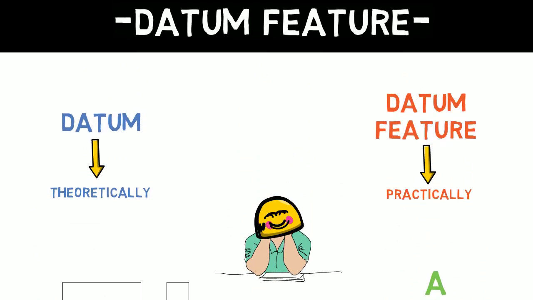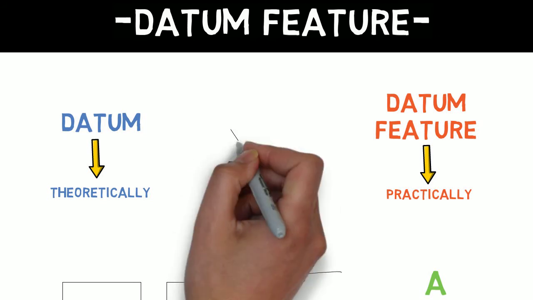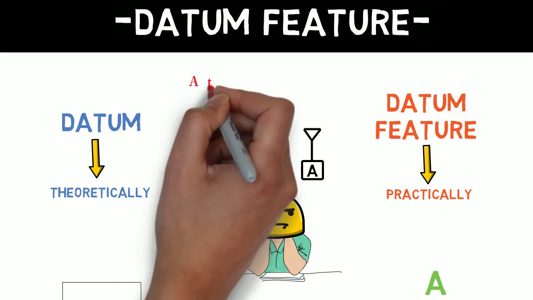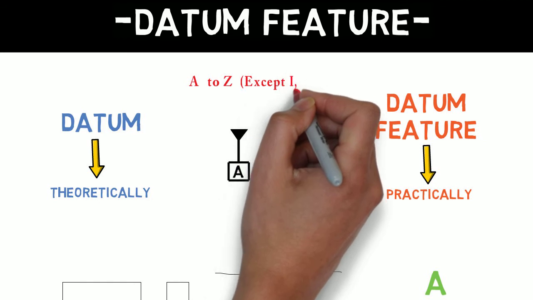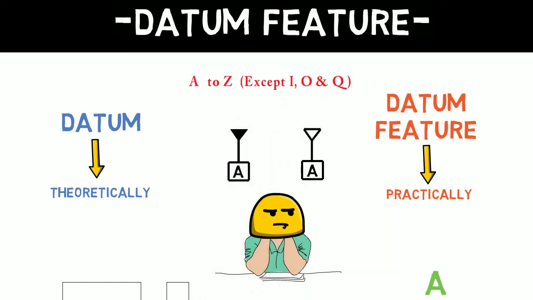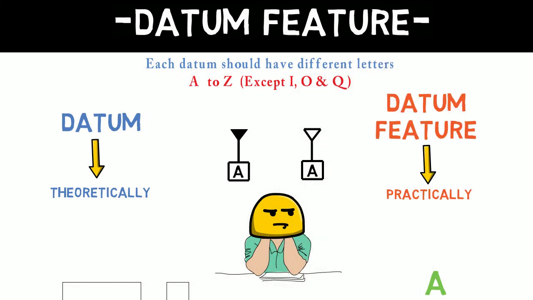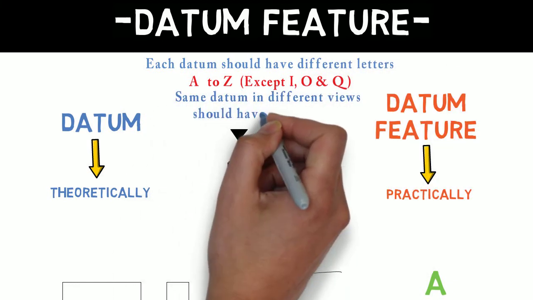Then how do we show datum? We show this by a capital letter inside a square frame with a leader extending from this frame up to the concerned feature and terminating there by a triangle like this. This triangle can be filled as well as open like this. Both of these have the same meaning. Capital letters of the alphabet from A to Z except I, O and Q are used for identifying datums. Each datum should have a different letter, but the same datum in a different view should be shown with the same letter.